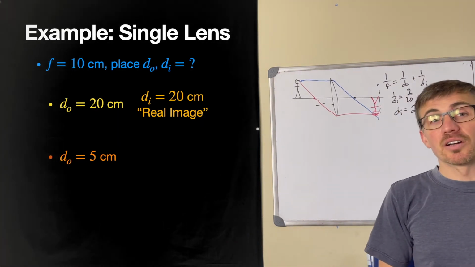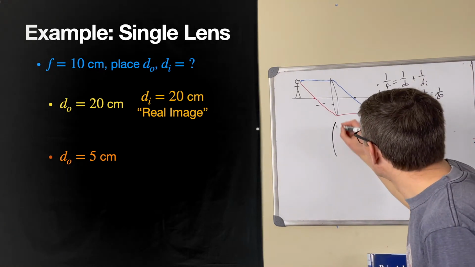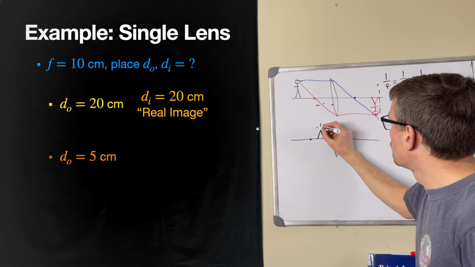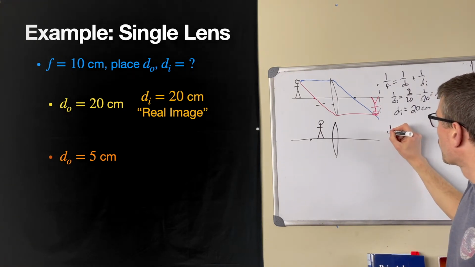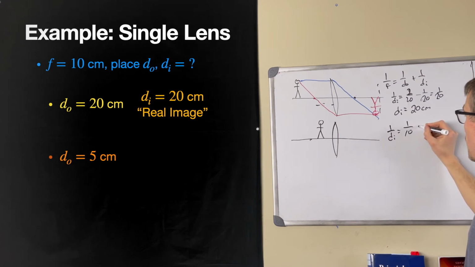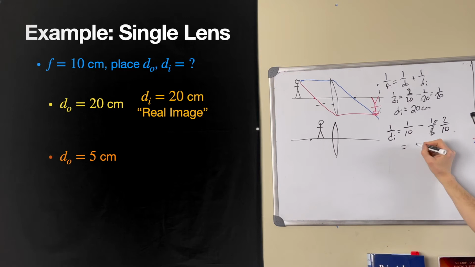Let's look at if we place our object 5 centimeters away. So now we have our lens, here's our focus again, and we'll put this stick figure here. And let's just do the math first. So we have 1 over the image distance again is equal to 1 over the focus, 1 over 10 minus 1 over 5, which we can lazily write as 2 over 10, same thing, and I get minus 1 over 10, so that the image distance is negative 10.